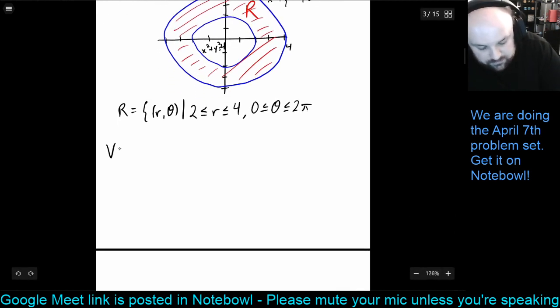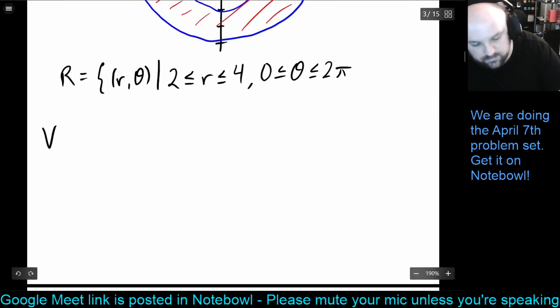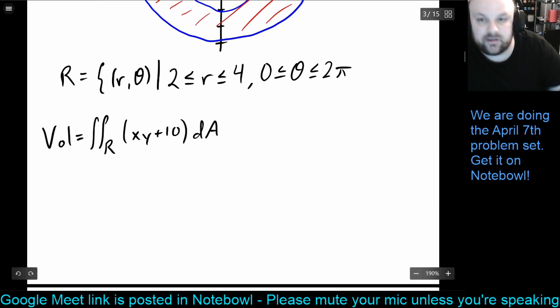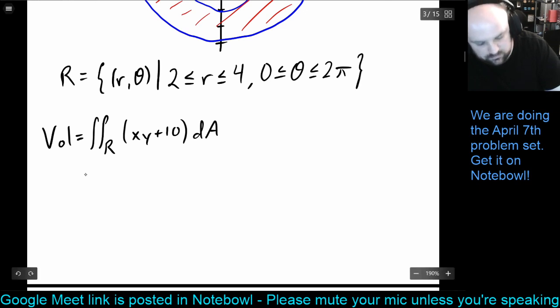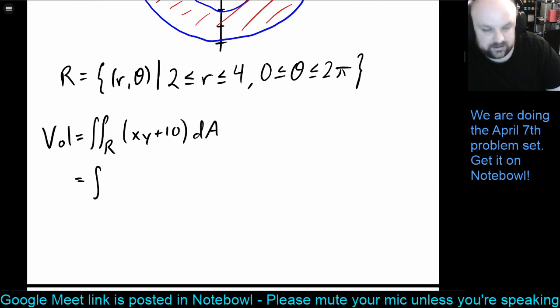So the volume is going to be the double integral over R of xy plus 10 dA. Right? So now let's switch this over to polar coordinates. So again, we're going to do dr d theta, because that's just usually the most convenient order.